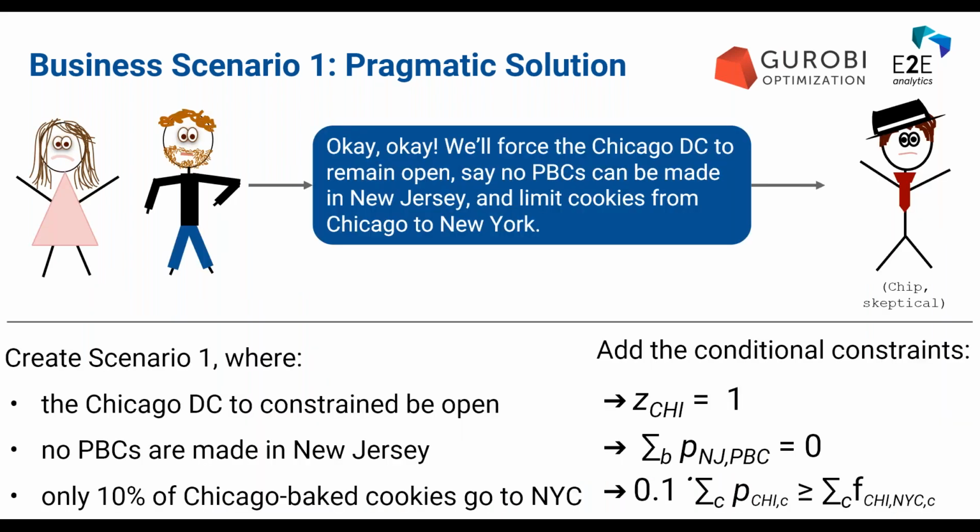All right, so we, of course, go back. We are very obliging, and we force some things, right? We can say, okay, the Chicago DC will definitely stay open. We're going to add a constraint in there to make that DC open. We're going to make sure that no peanut butter cookies are made in New Jersey, and we can limit the number of cookies that go from Chicago to New York. So let's say we all agree that only 10% of Chicago baked cookies are going to go to New York. So we can add constraints for all of that.